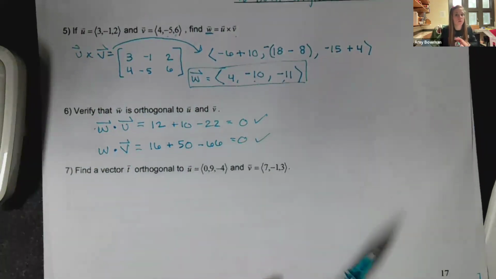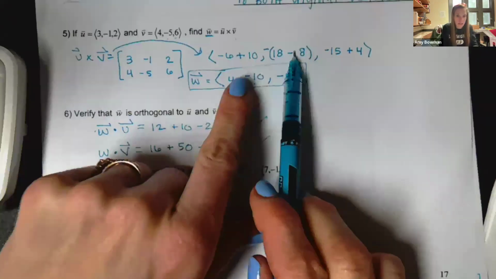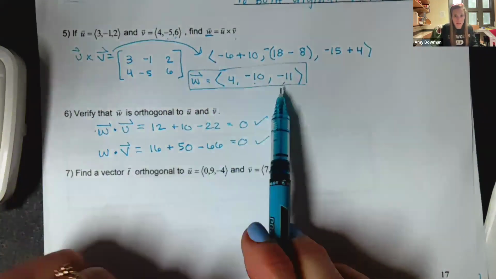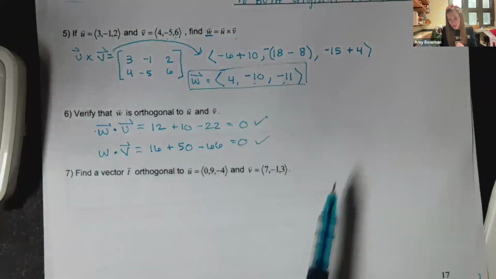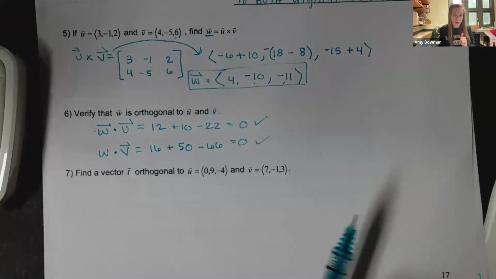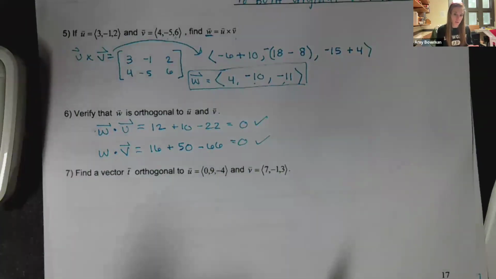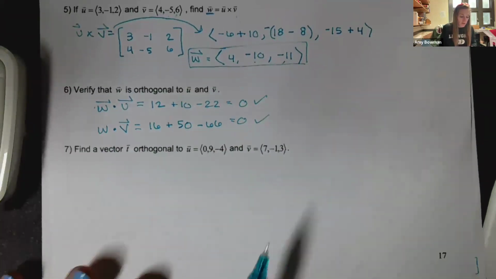So just to clarify, cross product generated this orthogonal vector. Dot product can verify the orthogonality of two vectors. So cross product generates a new vector that's orthogonal. Dot product proves it. Okay, so you guys try this.